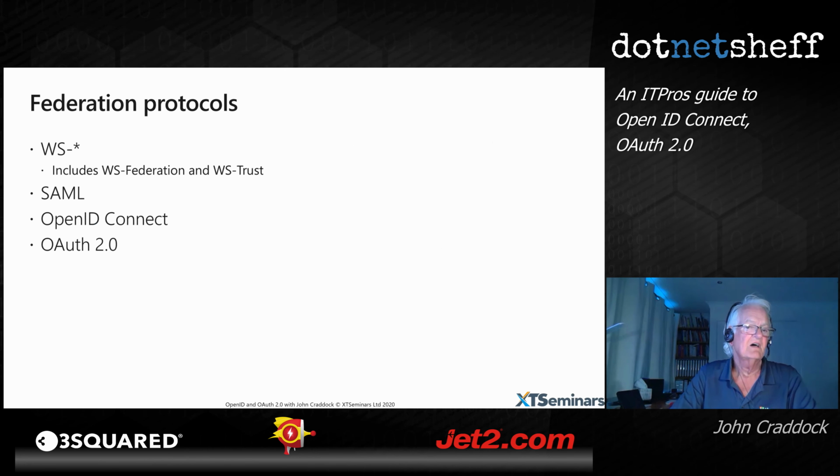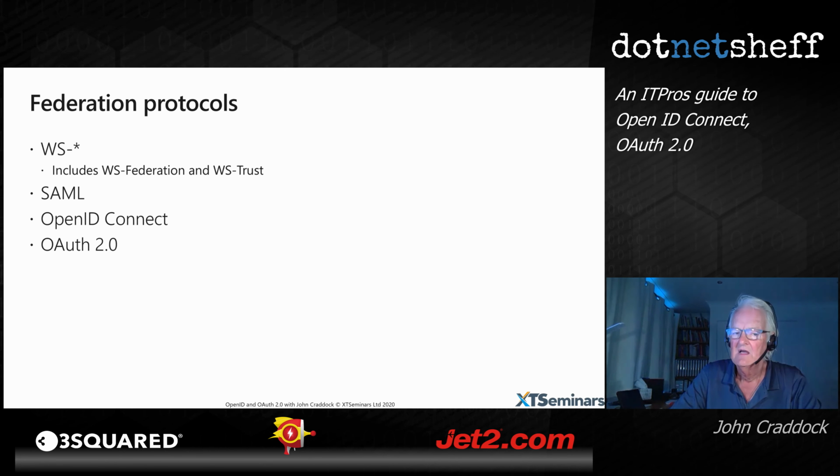Federation protocols were very popular at one time. From the Microsoft stable were WS-Federation and WS-Trust. There are still quite a lot of apps around that use those protocols. The rest of the industry pretty much went SAML, and there's a huge number of SAML apps out there today. Now, if you're building a new app, particularly if you want to authenticate to a backend web API, you'll be using OpenID Connect and OAuth 2.